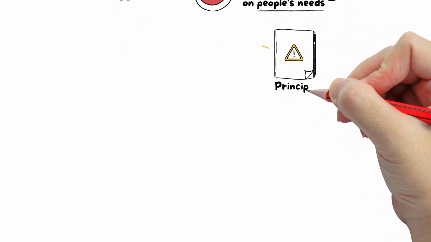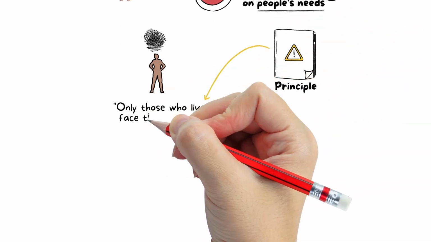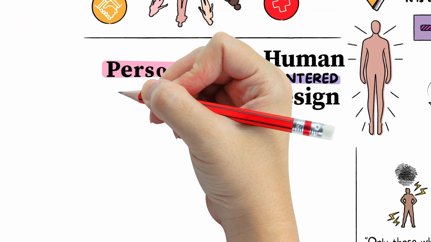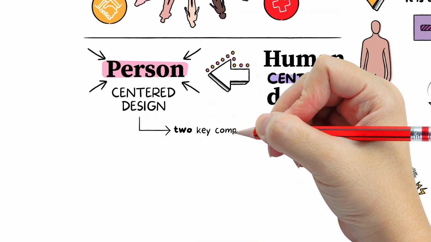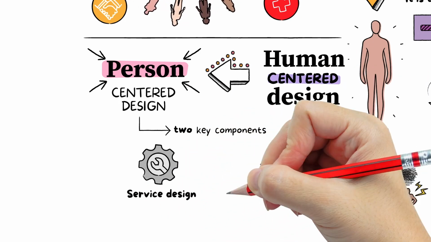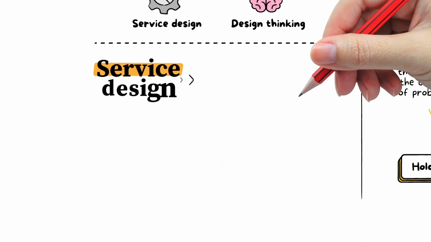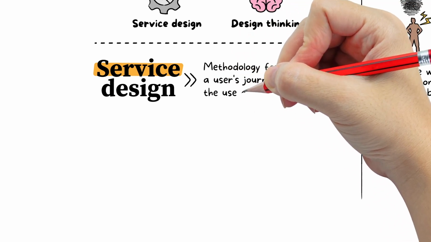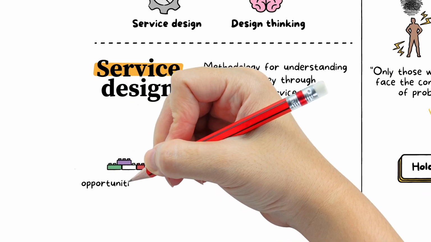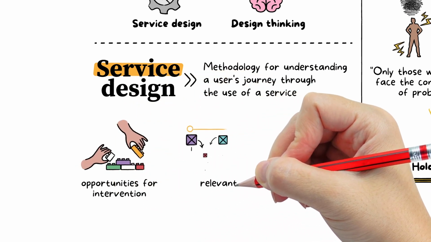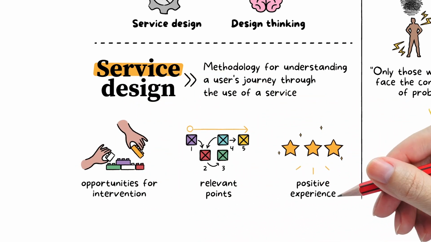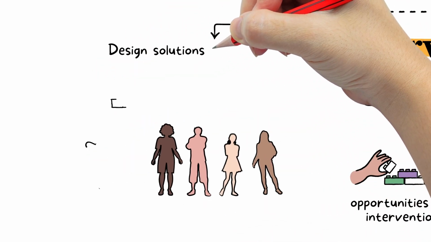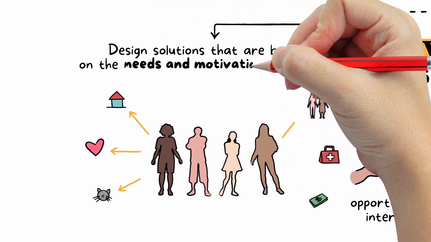It is the way to approach problem-solving by focusing on people's needs. This is based on the principle that only those who live and face the consequences of problems hold the key to solving them. Human-centered design has two key components: service design and design thinking. Service design is a methodology for understanding a user's journey through the use of a service, to identify opportunities for intervention and points that are relevant to a positive experience.